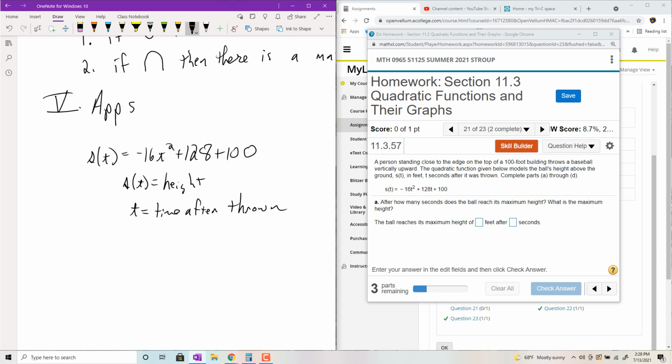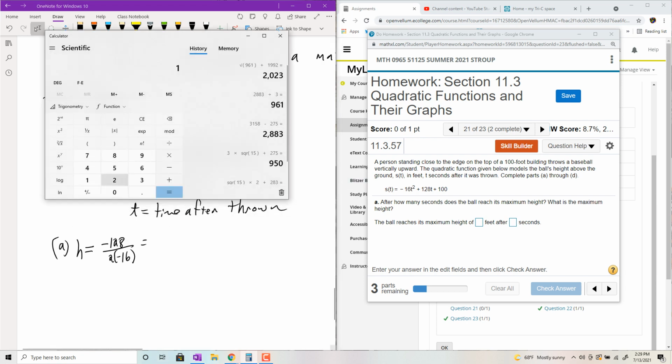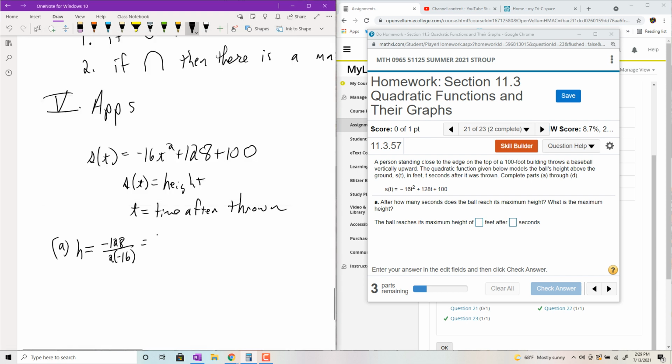Okay, so this is a question about the vertex. The h coordinate of the vertex will tell you when the ball hits the maximum height, and the y coordinate of the vertex will tell you what the maximum height is. So h will be negative b all over 2a. I'm going to need a calculator. So basically 128 divided by 32. That's 4. Okay, I'm going to plug that now into the s formula.